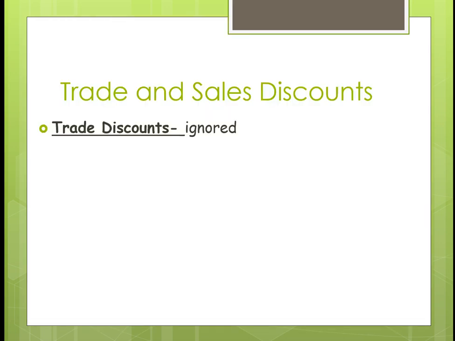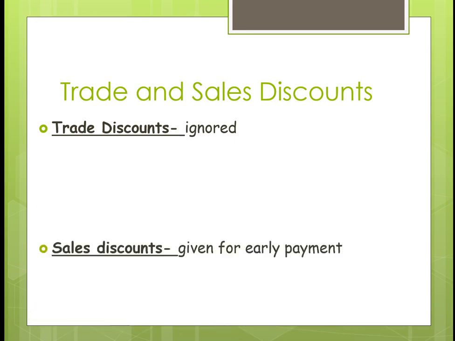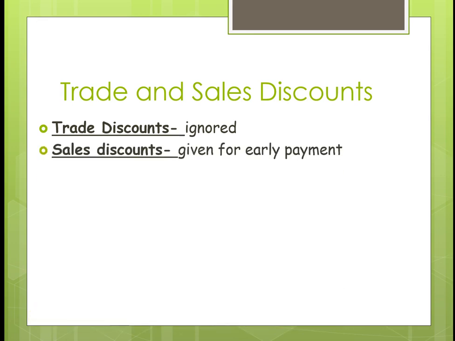Now, trade and sales discounts. Trade discounts are ignored. Example would be an item has a list price of $500, but if you buy so many, you can get it for $300. The amount you're going to book it for is the $300. Sales discounts are different. These are given when customers or we pay early, depending on what side you are.